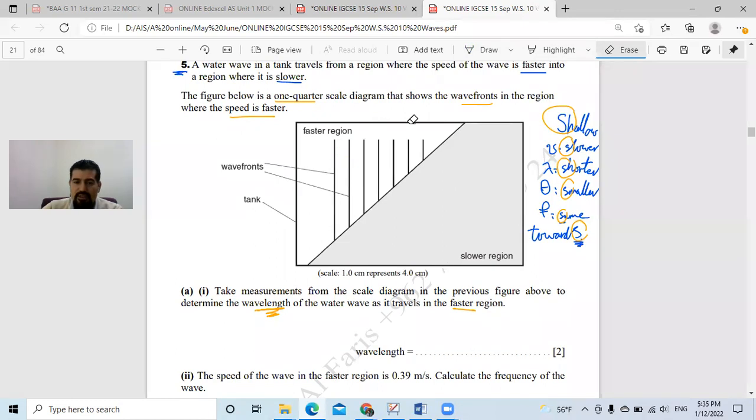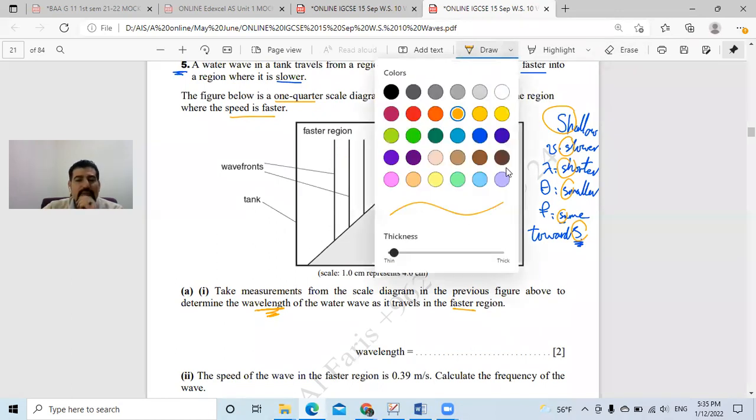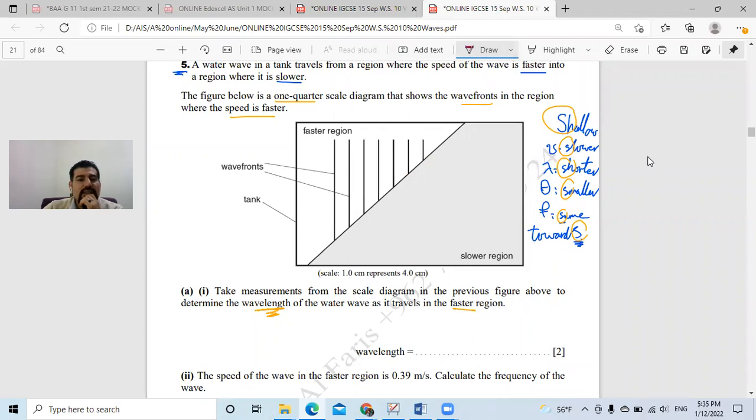I will not measure this distance. What will I do? Who can tell me? Tell me what distance I need to know. How long is the wavelength? I'll multiply it by four, but which distance? Is this the wavelength? Yes, it is the wavelength. And this is also another wavelength, and this a third wavelength, a fourth wavelength, a fifth wavelength, etc.